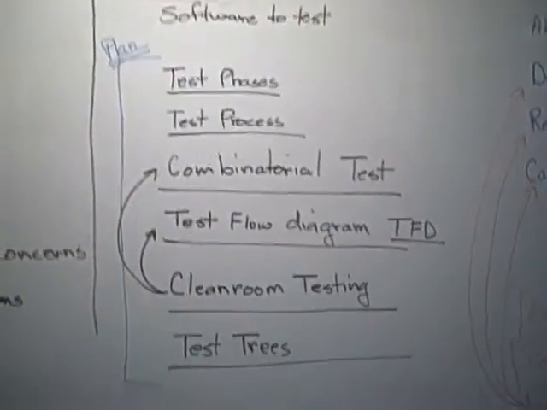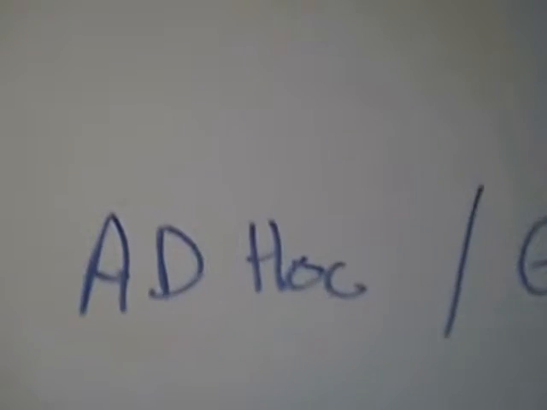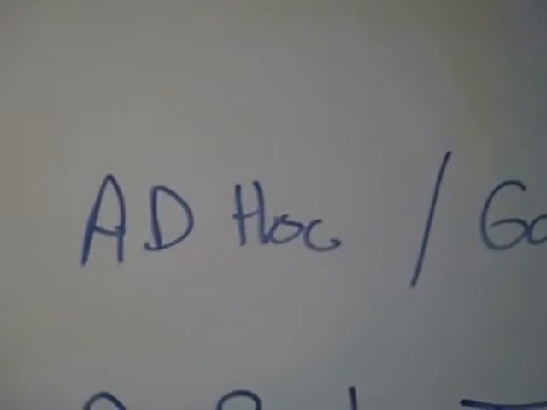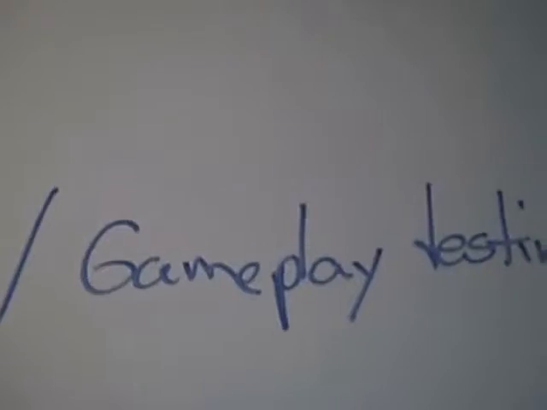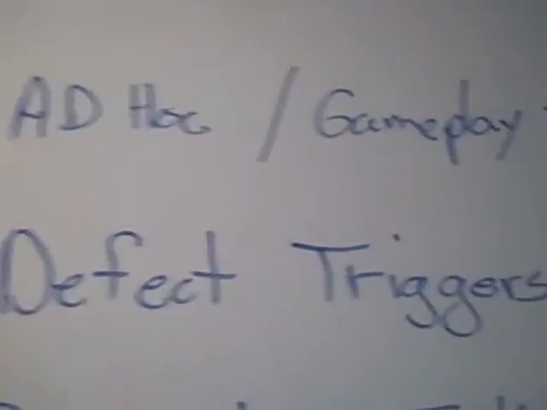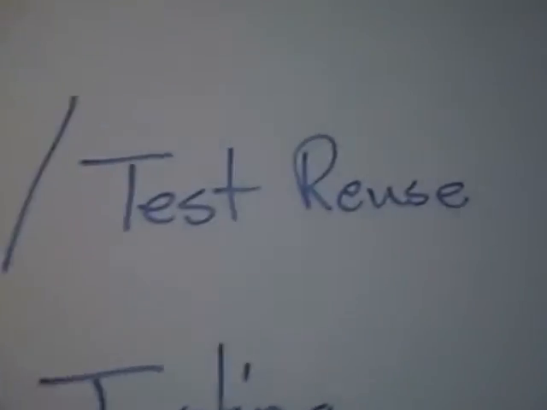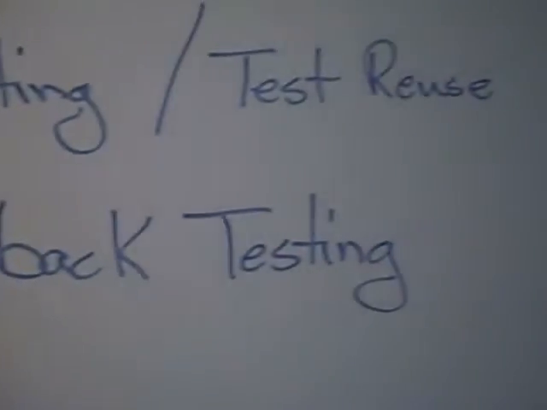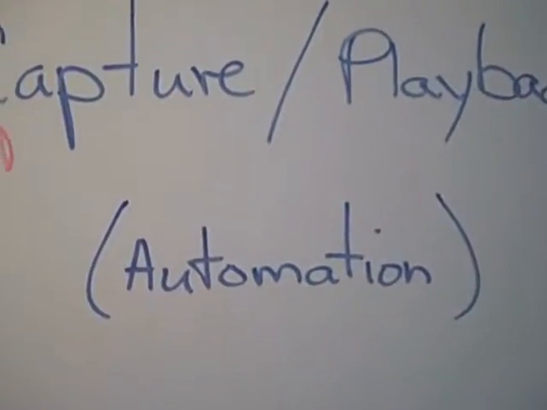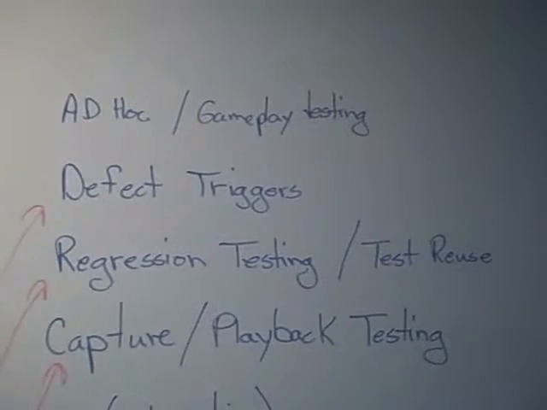So all of that will be a review of what we talked about before. And then what will be new material that they'll have to incorporate into their project, either ad hoc gameplay testing. We'll talk about default triggers. We'll talk about regression testing and test reuse. And then we'll talk about capture, playback testing, working with automation. So they'll have to work that into their project also.